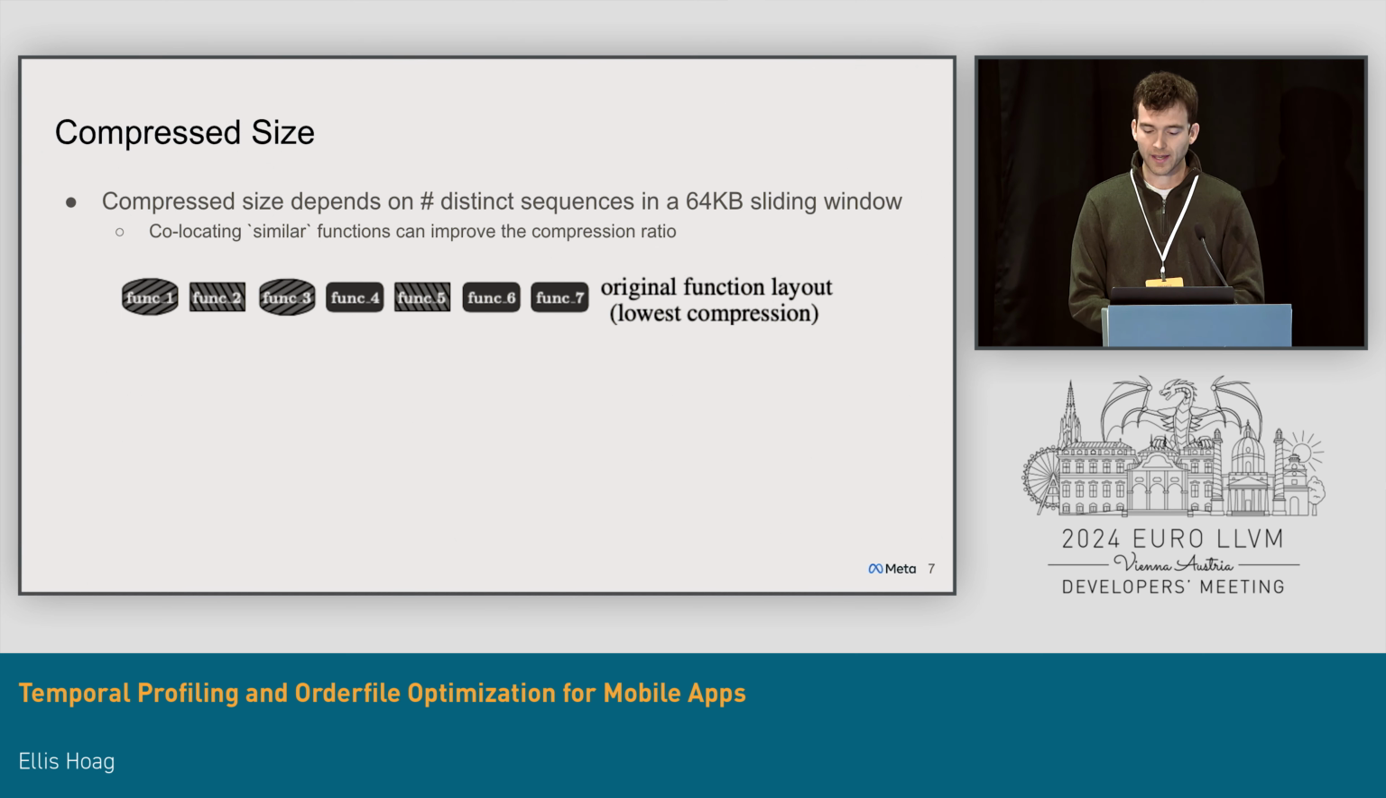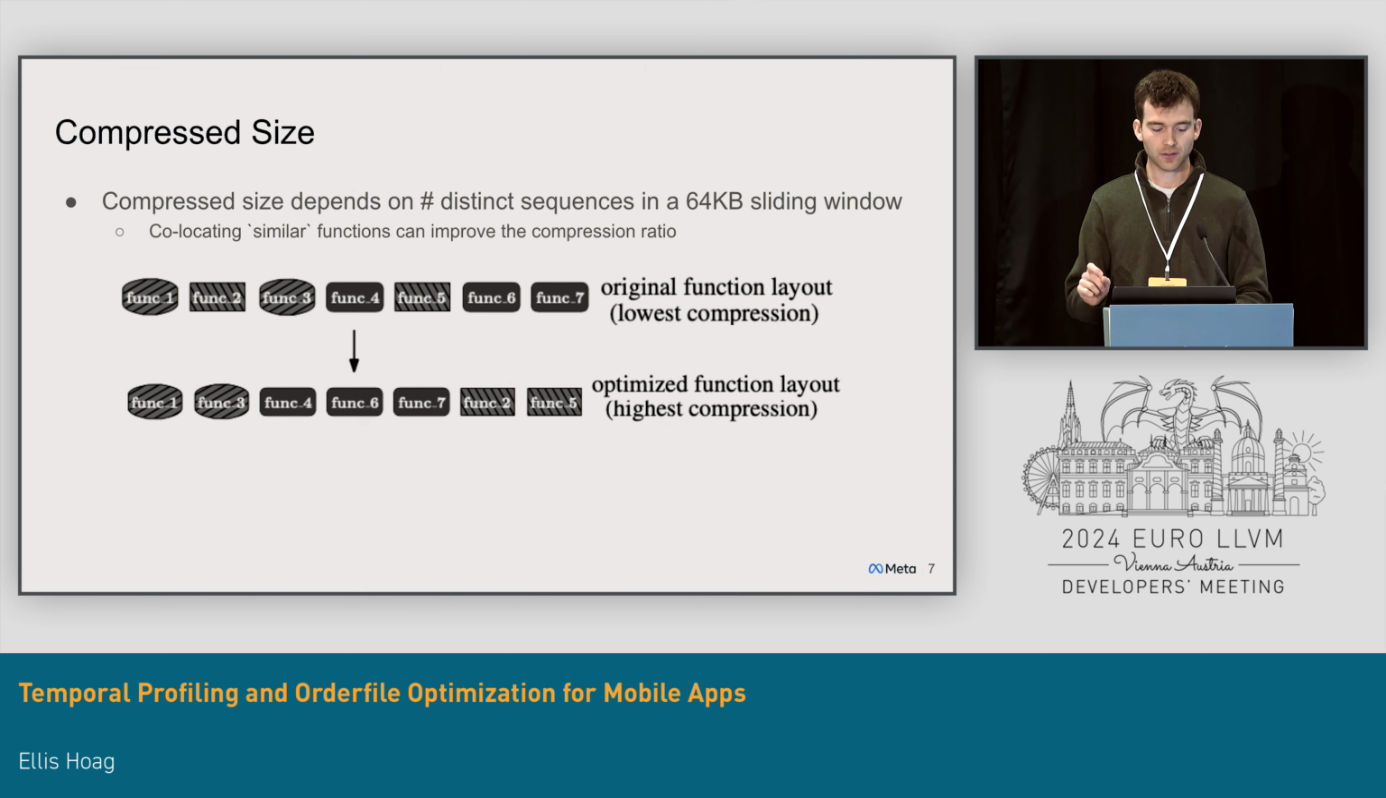In this example, we have some functions and they have textures that, hopefully you can see, show the contents of these functions. With this arbitrary function order, we're going to get poor compression. The compressed size will be larger in the end. But if we reorder these functions so that functions with similar textures, or similar instructions, are close together, then we will reduce the compressed size in the end.